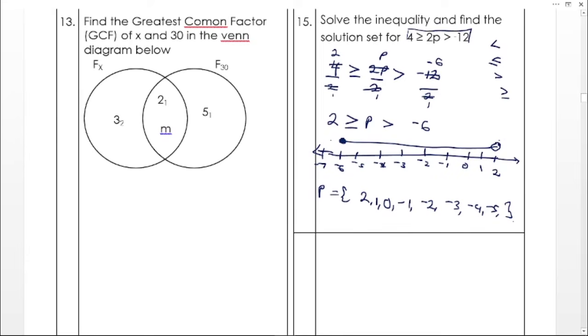But now this is prime factorization and we have put the factors in set notation. Now if we are using this one and we are getting the GCF, what do we do? The GCF is normally the factors of x intersecting the factors of 30, so it is the intersecting part of it.